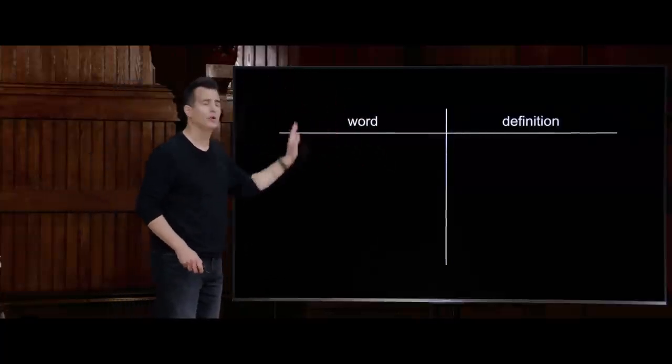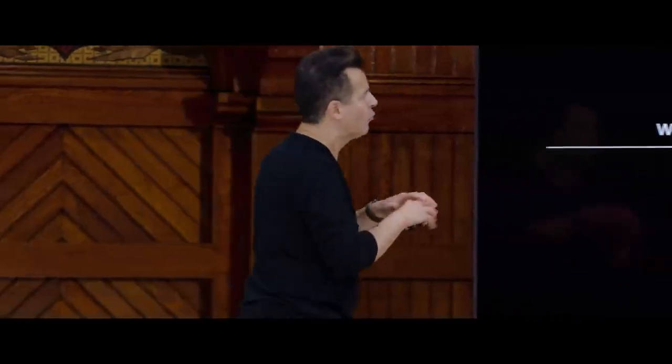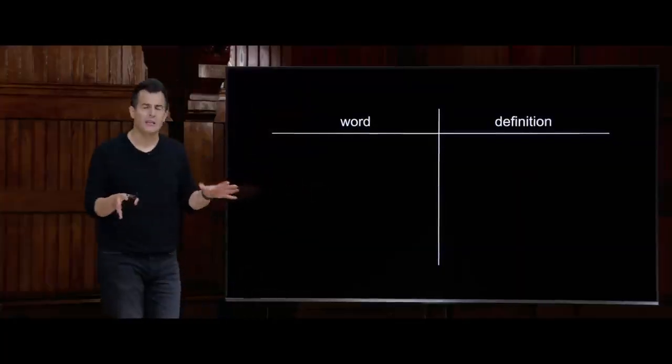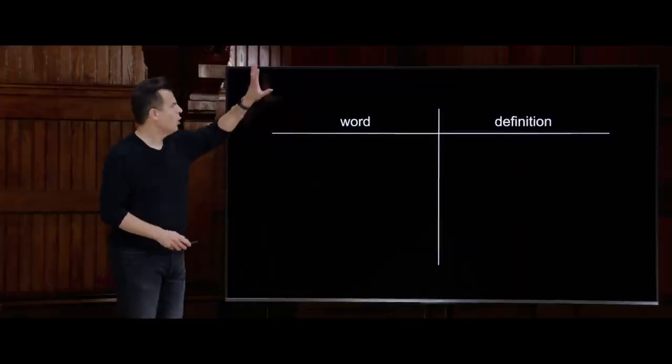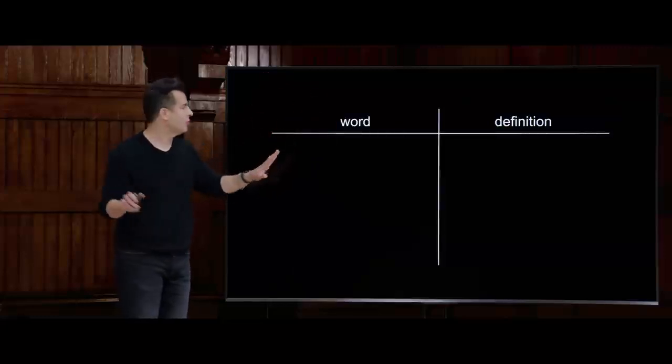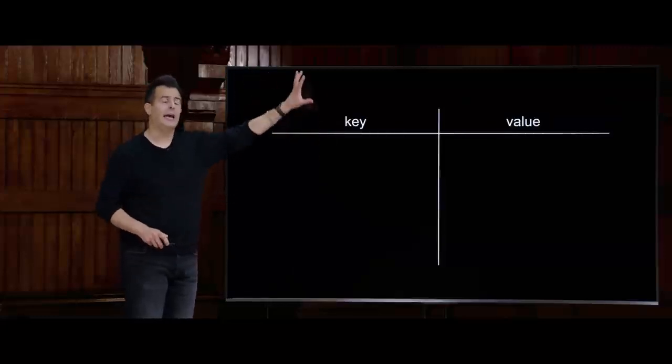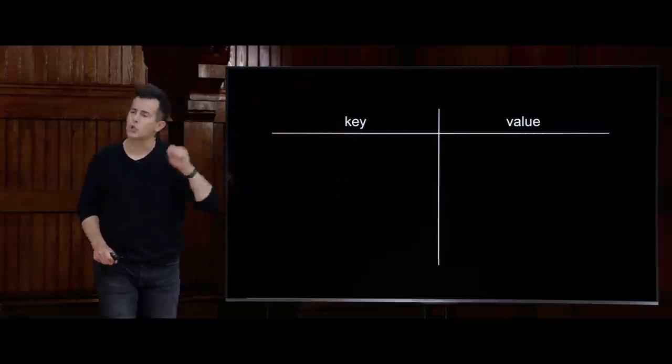Word, definition, word, definition. Turns out that this is actually a wonderfully useful data structure to have access to beyond lists, beyond arrays, beyond trees even. The ability in code to associate words with definitions, or more generally, what we'll call keys and values, is just super useful.